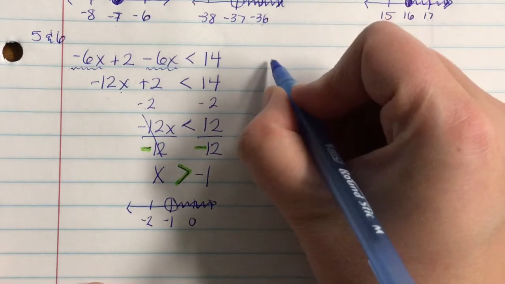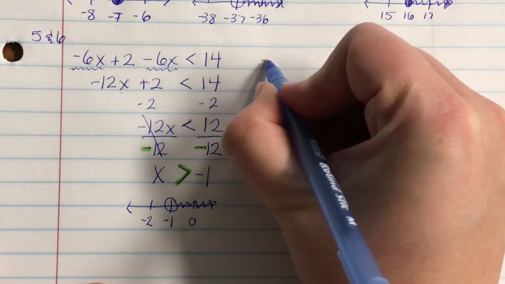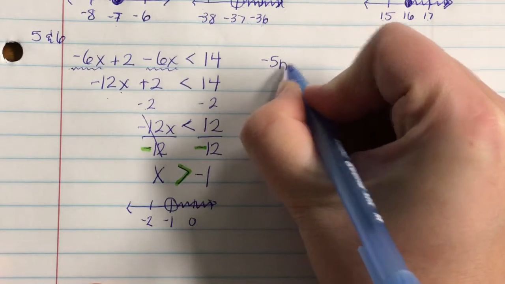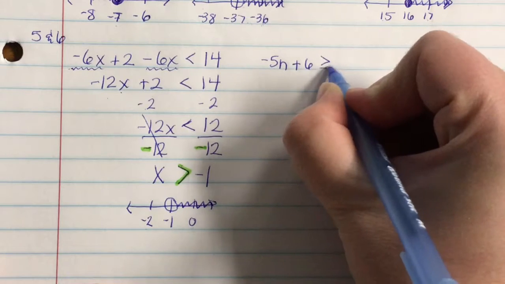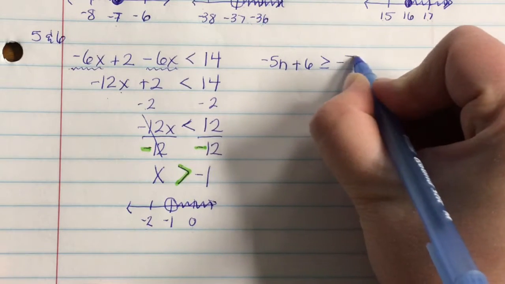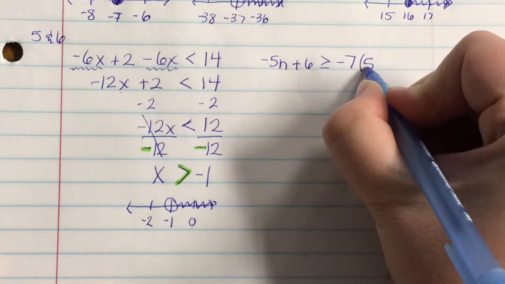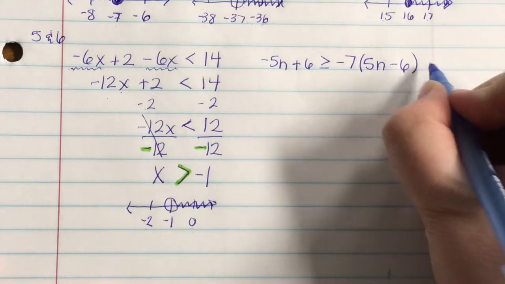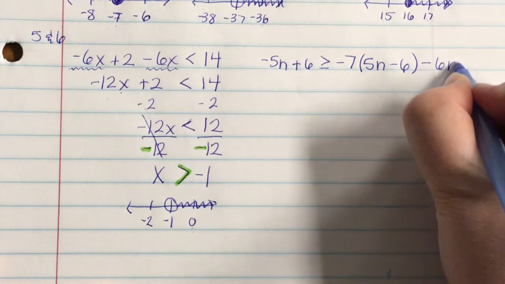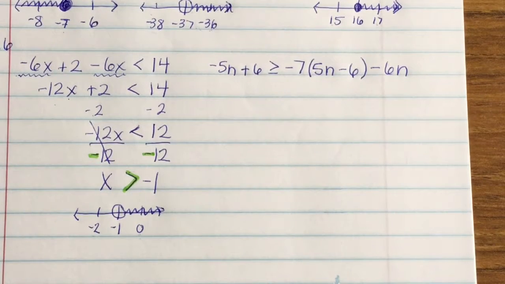Okay, you're doing good. Okay, so negative 5n plus 6 is greater than or equal to negative 7 parentheses 5n minus 6 close parentheses minus 6n. What? Looks crazy hard.